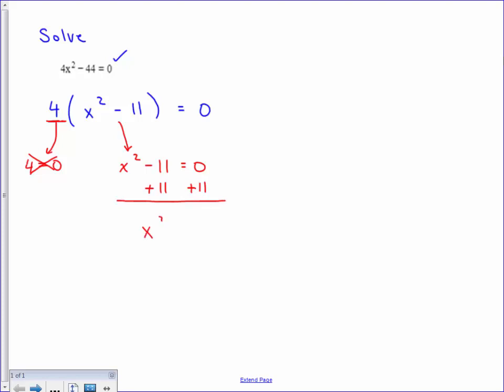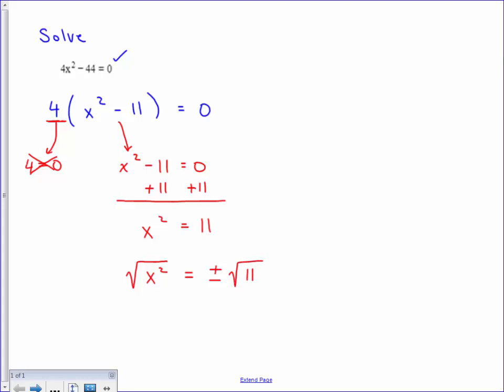So we would have x squared equals 11. The x has a square on it, and we'd like to eliminate that square. We can do so by taking the square root of both sides. Now, when you take the square root of both sides, you must put a plus and minus on the right-hand side, in front of the right-hand side answer.